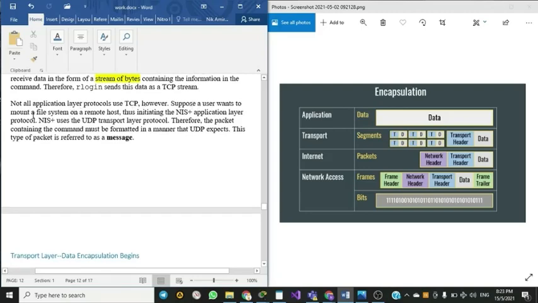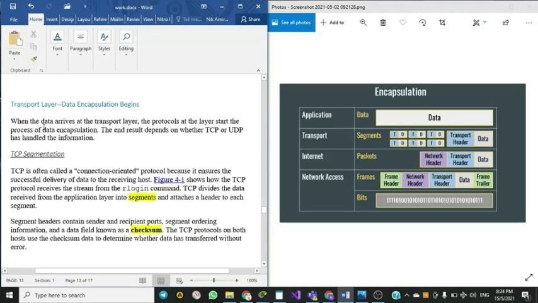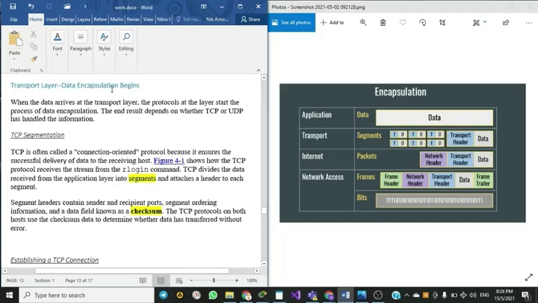Not every application layer protocol uses TCP. A user can also mount a file system with a remote host, thus invoking the NFS application layer protocol. This NFS uses the UDP transport layer protocol. Therefore, this packet contains a command that must be formatted in the manner that UDP expects. This type of packet is referred to as a message. So, this process begins at the transport layer.